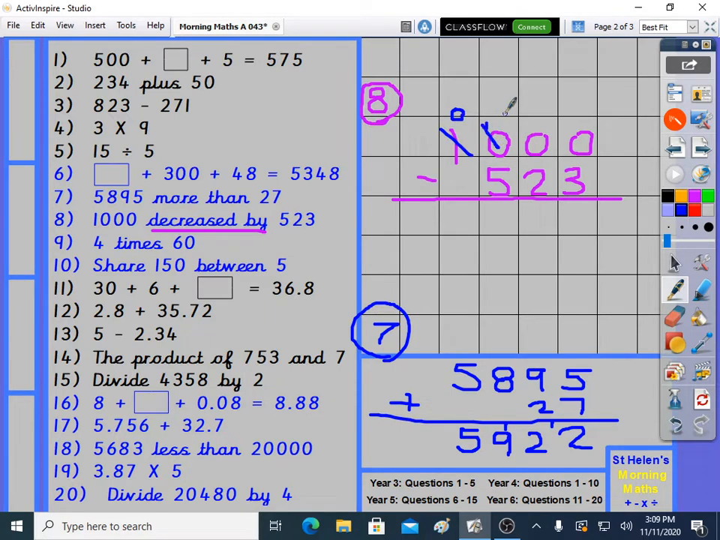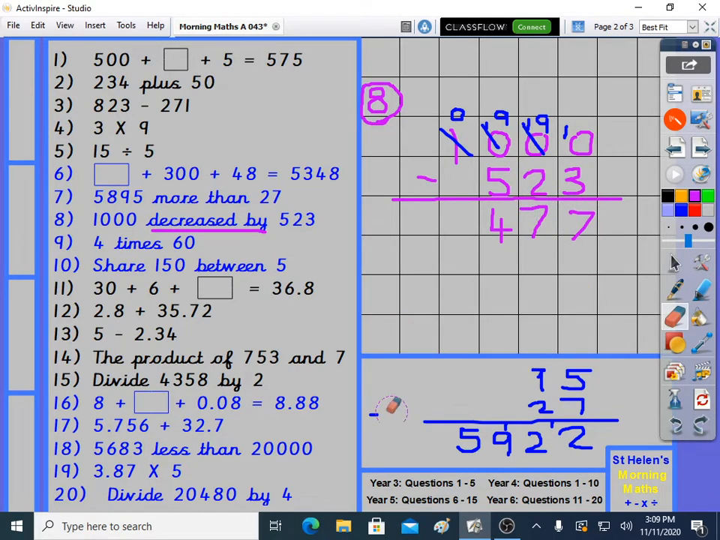You have to get lots of help all the way along. 10 take away 3 is 7. 9 take away 2 is 7. 9 take away 5 is 4. And that 0 is just 0. 477. Can't remember what I said earlier now, so I hope that's right. But that does fit together with 523 to make 1,000.